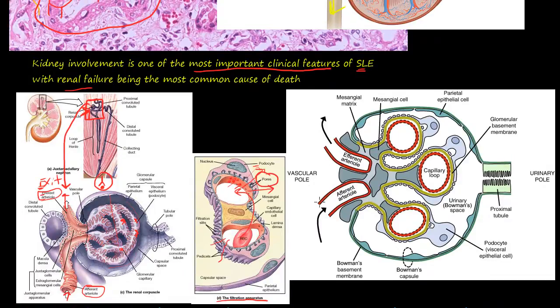Some of the parts of this glomerulus: the afferent material comes in, and the red blood cells and bigger molecules sweep around and come out the efferent arteriole. You have the mesangial matrix, which we're going to talk about because it's important. We have the mesangial cell, the parietal epithelial cell, and the glomerular basement membrane. We have Bowman's capsule, or the capsular space, which is all the tissues right here. We have the podocyte, and then where the urine comes out is the proximal tubule of the nephron.